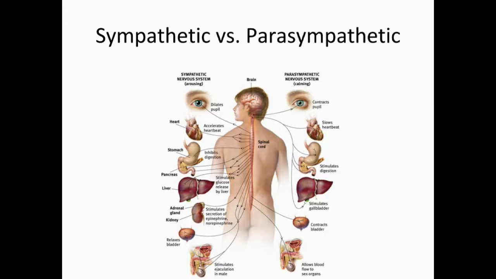Not listed on this chart, but certainly immune system responses are downregulated. Your body is not worried about fighting off long-term threats such as disease when it's got this bear facing you. And then finally, of course, your reproductive system is going to be downregulated as well, as there's really no need to worry about any of that while you are dealing with this bear.